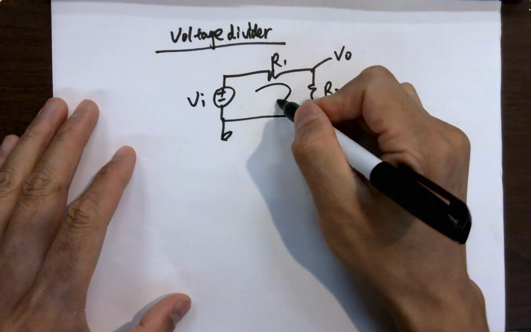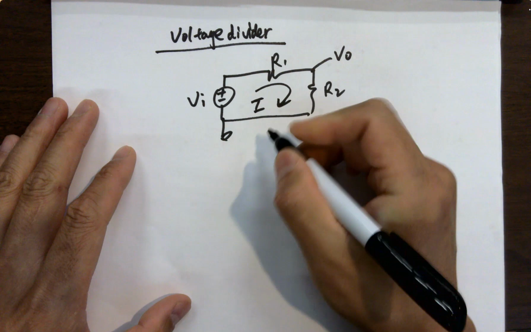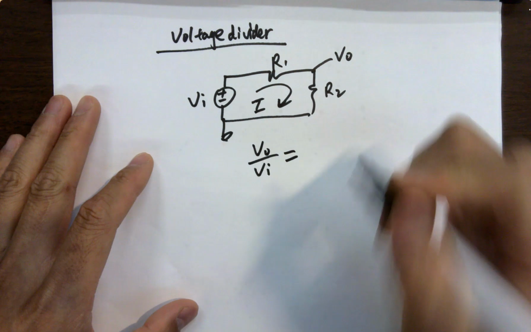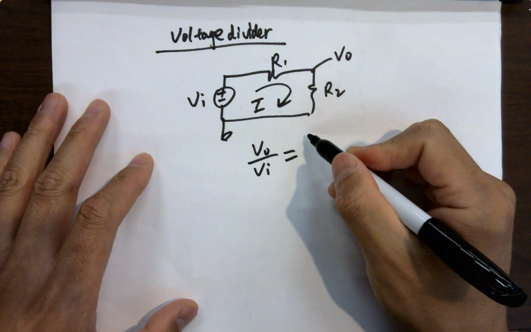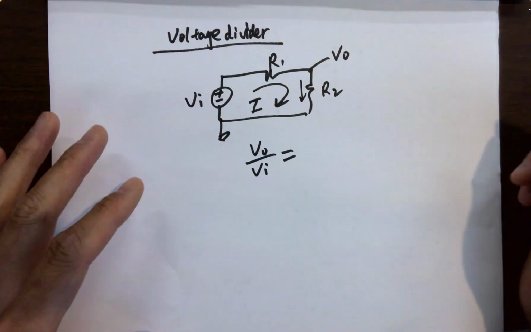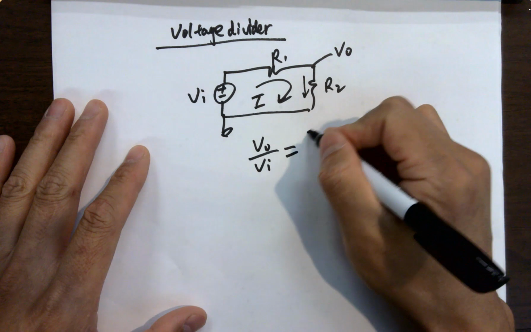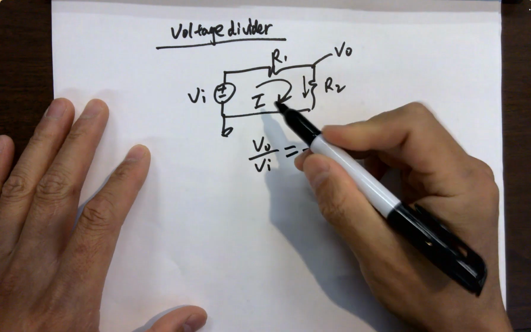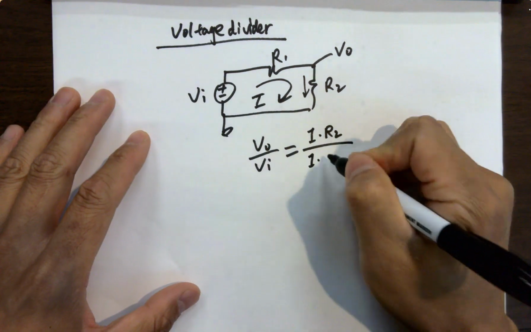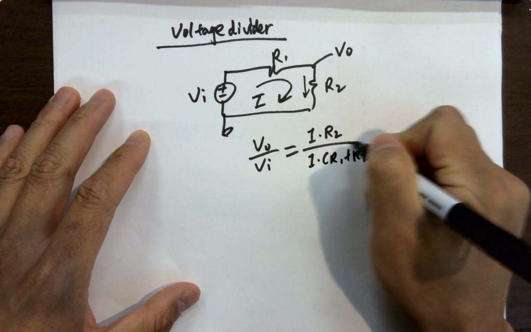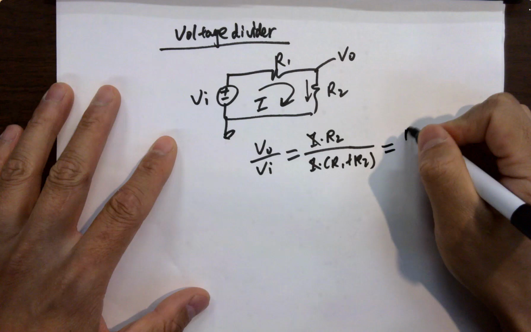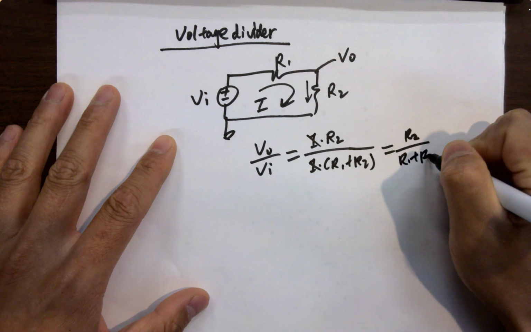So for this case, because it has the same current, VL over V in becomes what? You have to put VL on the top. VL is basically I, the current that flows through R2, causes a voltage drop, which is I times R2. V in is the overall voltage, so the current flows through both resistors, it's I times R1 plus R2. And you cancel I because it's the same current. So this equals R2 over R1 plus R2.